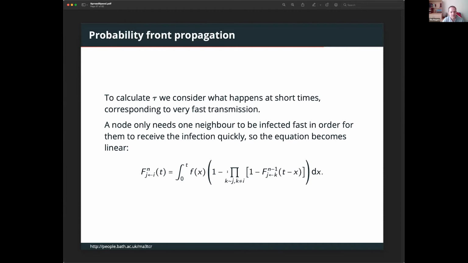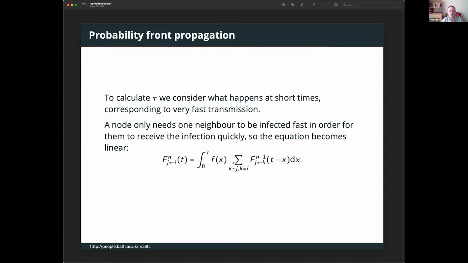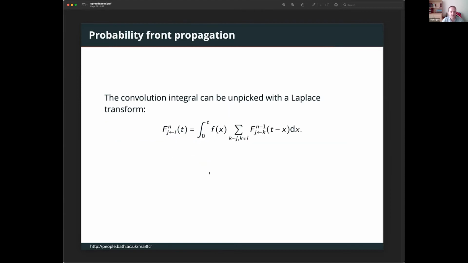So thinking about these early times allows us to take this piece here and to linearize it when f is very small. So that product, that messy nonlinear thing, is going to become a sum, which is starting to get nicer. We still have to deal with this integral, and we're going to do that with a Laplace transform. Any engineering student knows, if you've got a convolution integral like this, if you Laplace transform it, you end up with something nice and multiplicative. And now we're back in linear land, right?